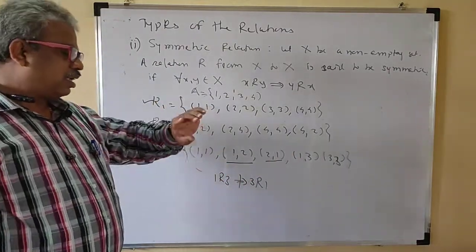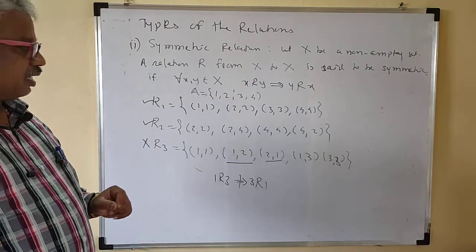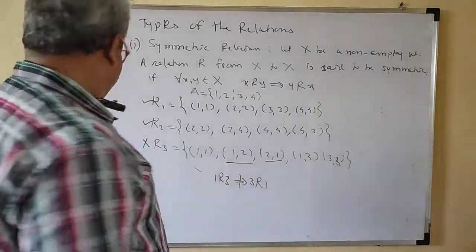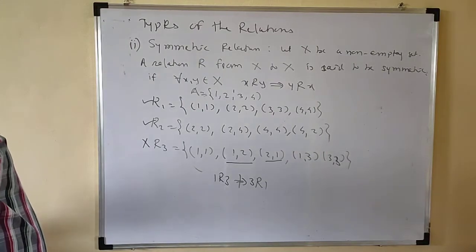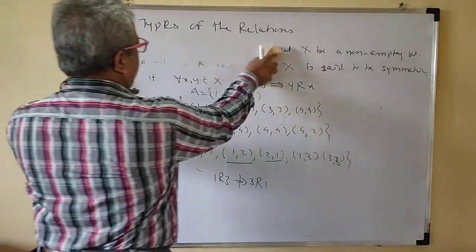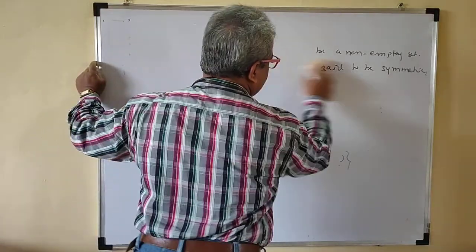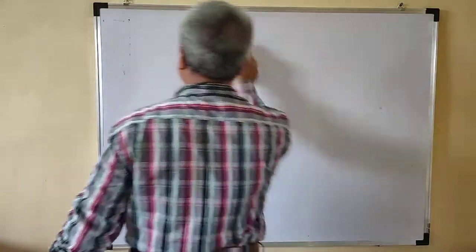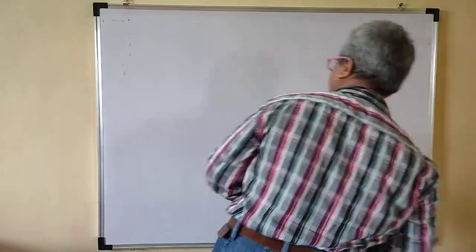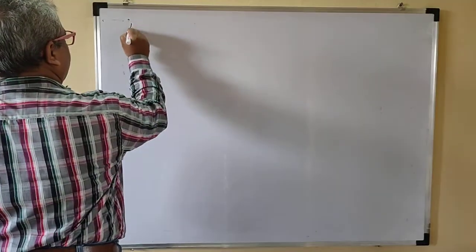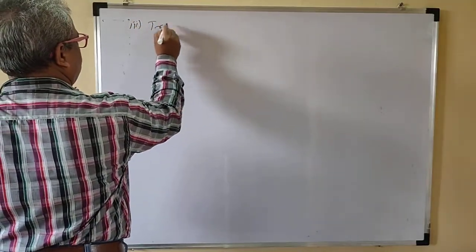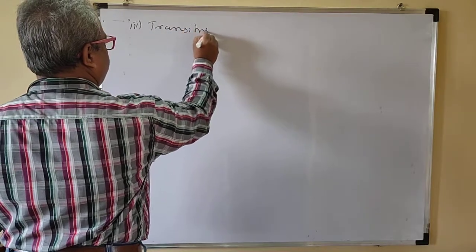So I hope that you understand the definition of the symmetric relation now. In the next session we will solve a number of problems on reflexive and symmetric relations. Now the next type is transitive. Third one: transitive relation.